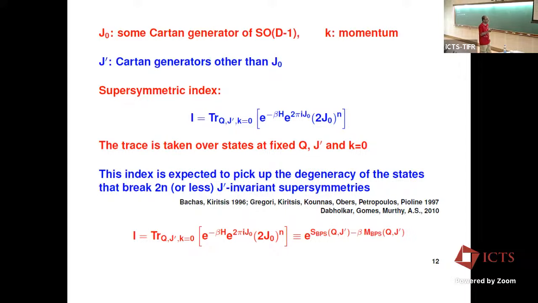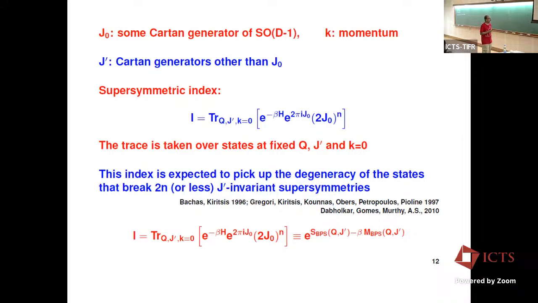So this trace is taken at fixed charge, fixed values of all the J', zero momentum, and what you put inside the trace is e^(-beta H), where beta is the inverse temperature, times e^(2 pi i J0), times (2 J0)^n. So for now, beta is just a parameter. And then the trace is taken over states at fixed values of these, right? That's important.